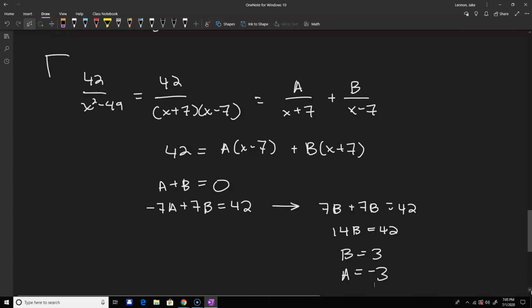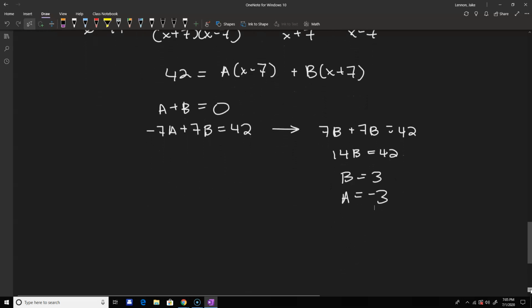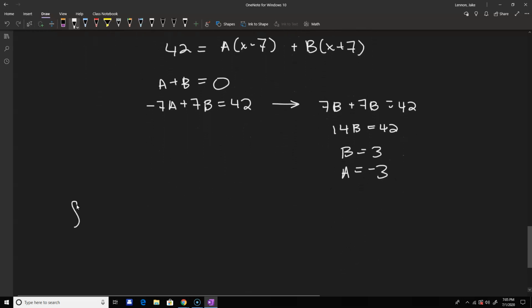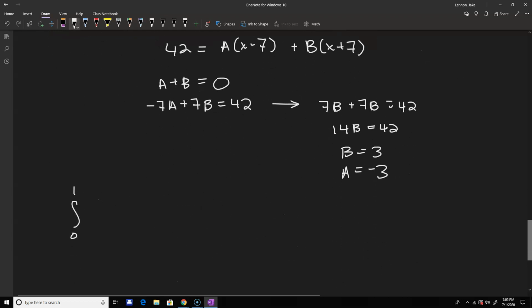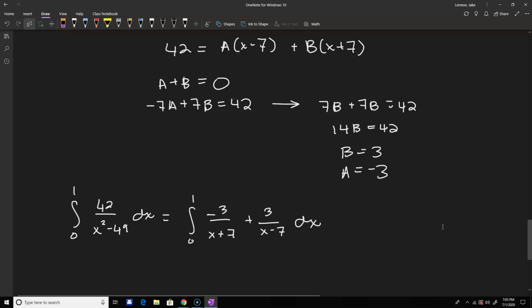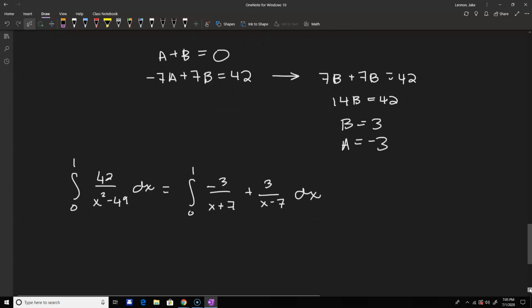So now we can go back and rewrite our integral using that fact. So essentially our integral, what was it, from 0 to 1? Let's double check that. So it was from 0 to 1 of 42 over x squared minus 49 dx. This is actually just going to be equal to the integral from 0 to 1 of negative 3 over x plus 7 plus 3 over x minus 7 dx. And each of those can be just done using the natural logarithm.